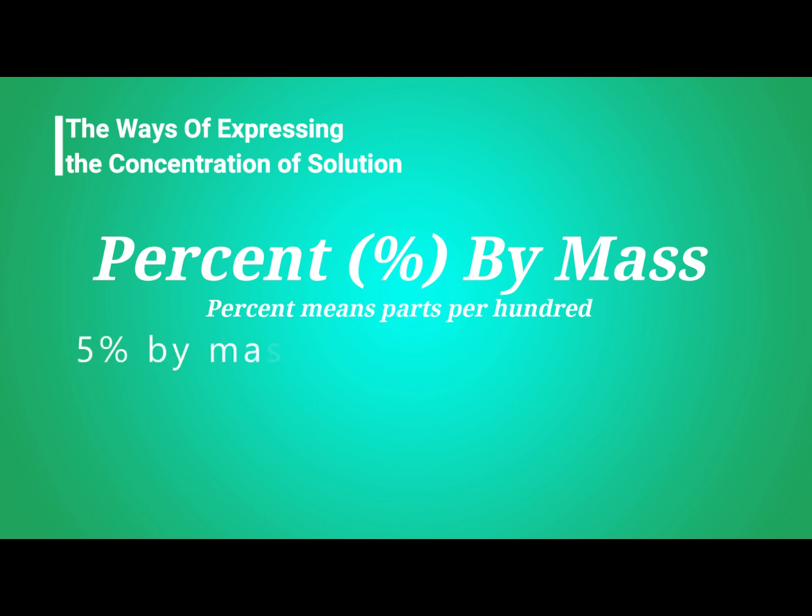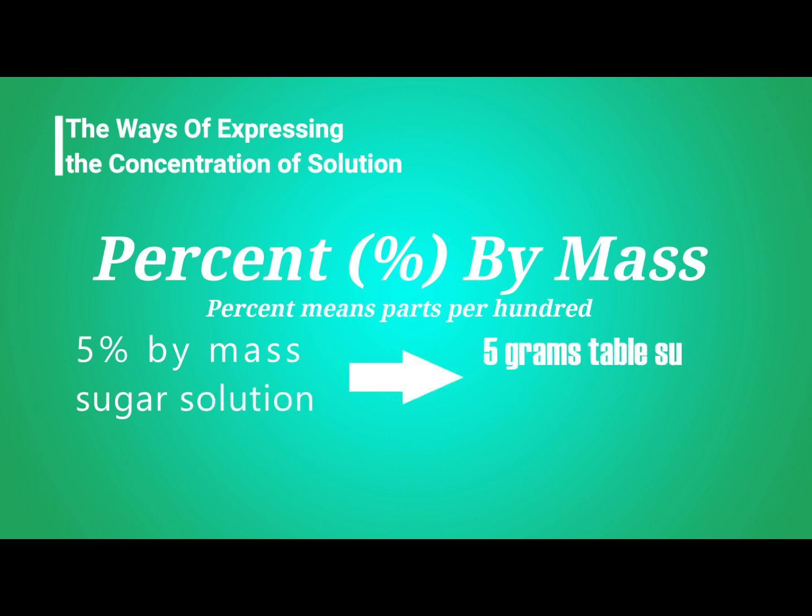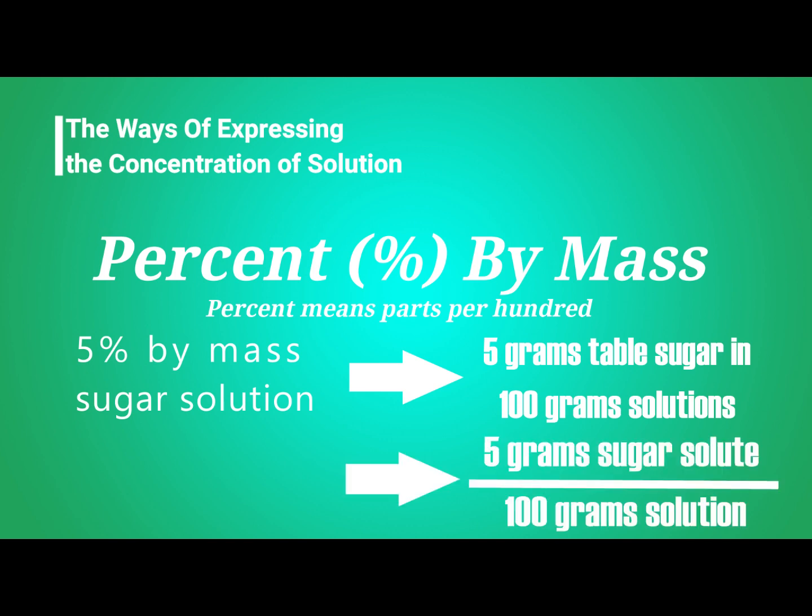For example, if we have a 5% by mass sugar solution, it means we have 5 grams table sugar in 100 grams solution. So where did we get the 100 grams? It's because for percent by mass, we use parts per 100. And it can also be interpreted as 5 grams sugar solute over 100 grams solution.